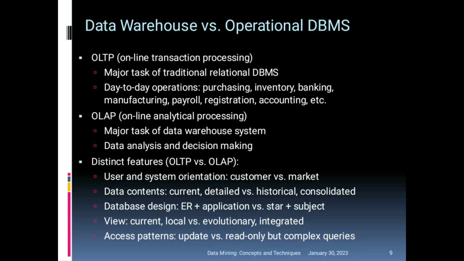It relates to the customer, and detailed data contents will be there. Next is ER plus application: entity relationship plus application is there in OLTP. Current data is provided by OLTP, current and local data in the view. Access patterns: updated data is available in OLTP.